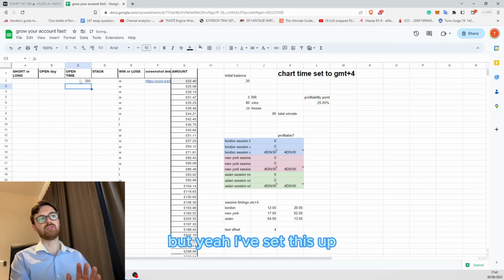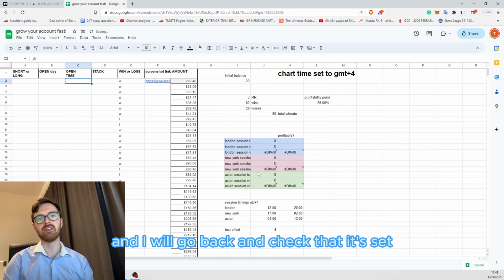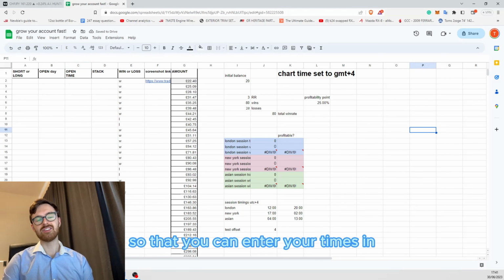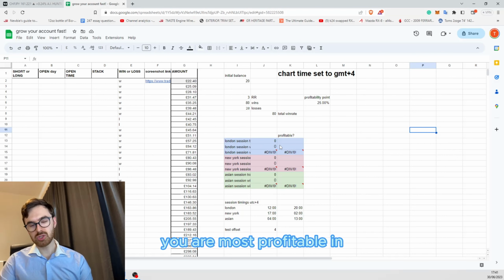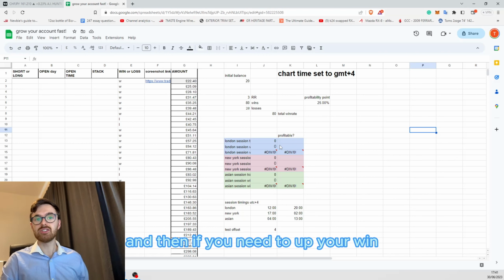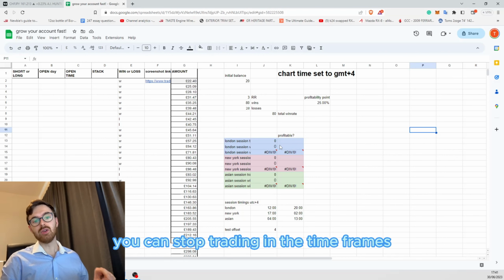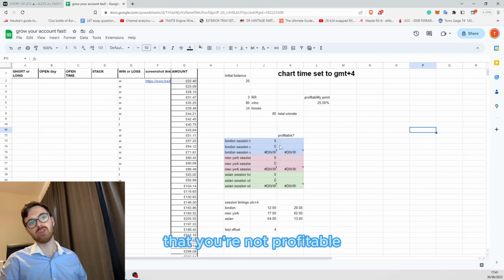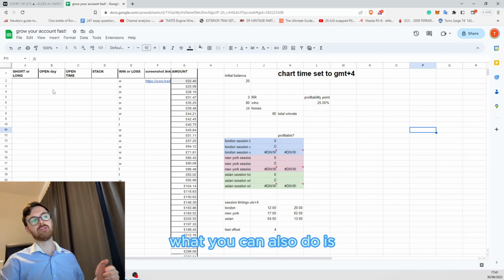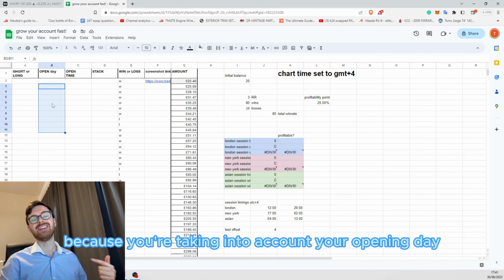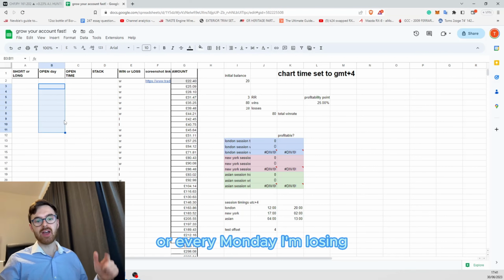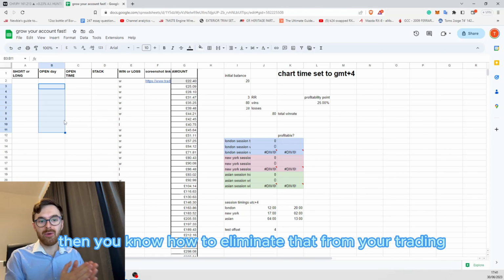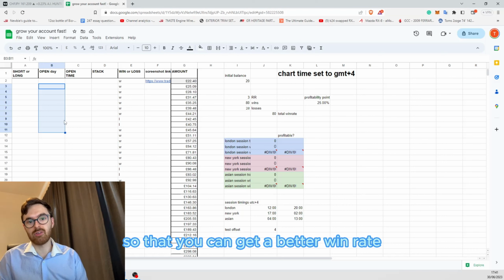But yeah, I've set this up, and I will go back and check that it's set so that you can enter your times in, and it will tell you which sessions you are most profitable in. And then if you need to up your win rate even further, you can stop trading in the time frames that you're not profitable. What you can also do is, because you're taking into account your opening day, if you see that every Friday I lose or every Monday I'm losing, then you know how to eliminate that from your trading so that you can get a better win rate.